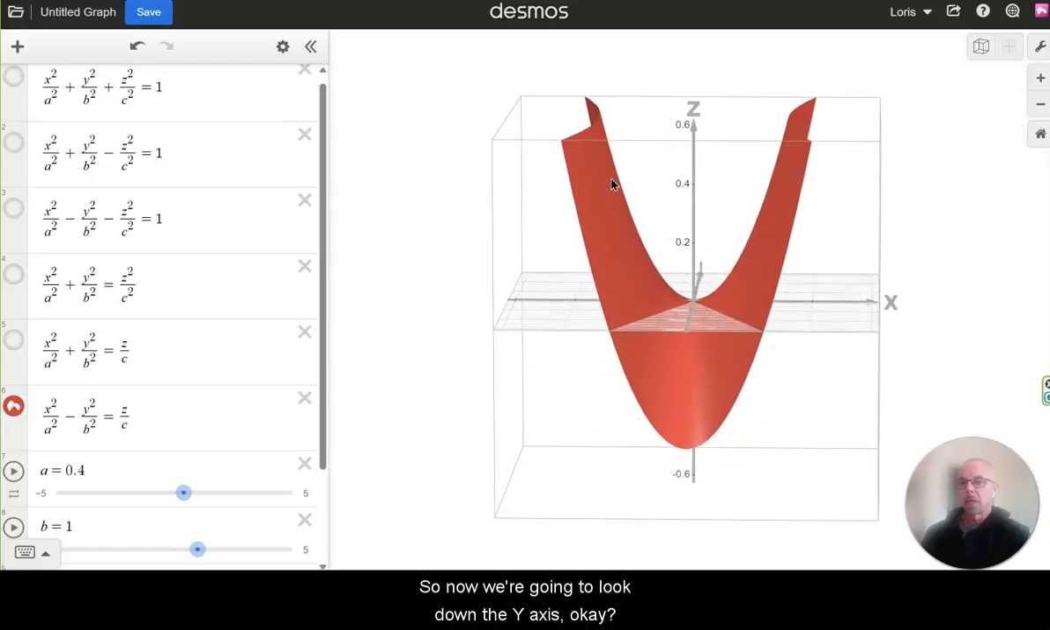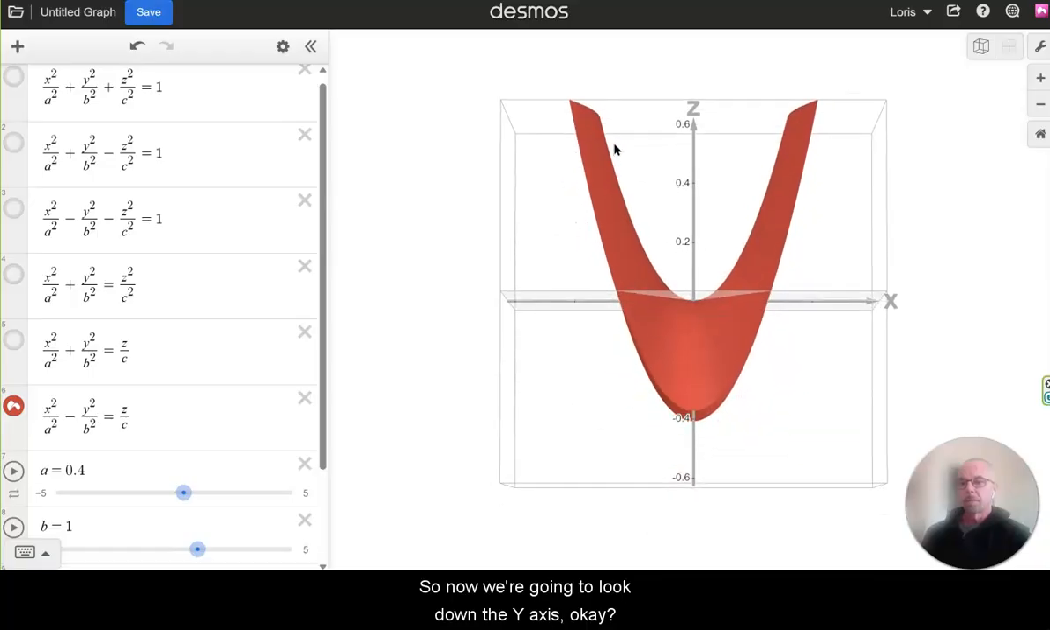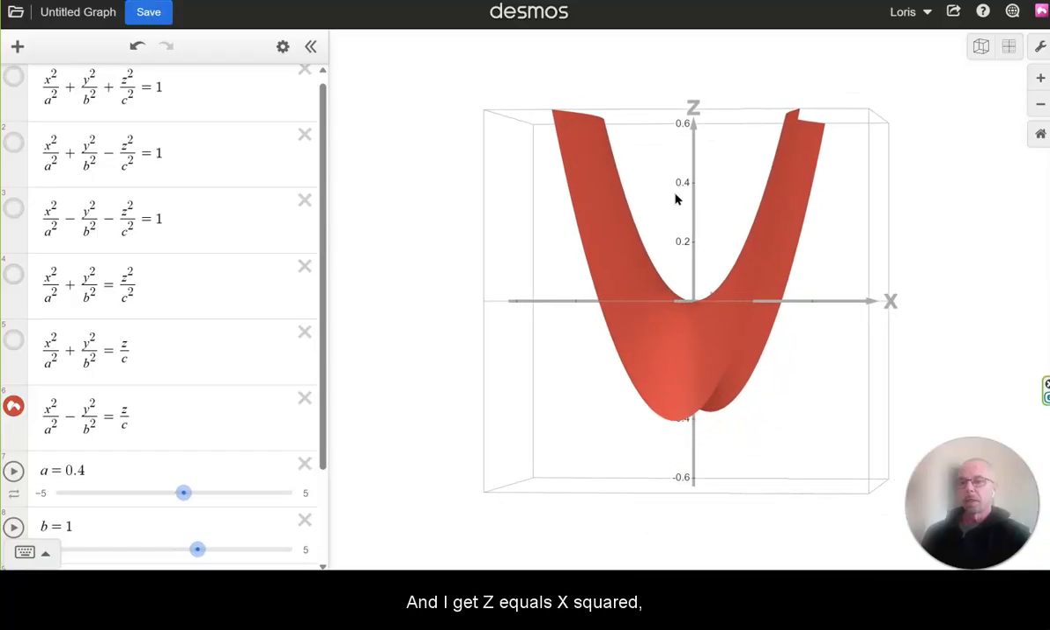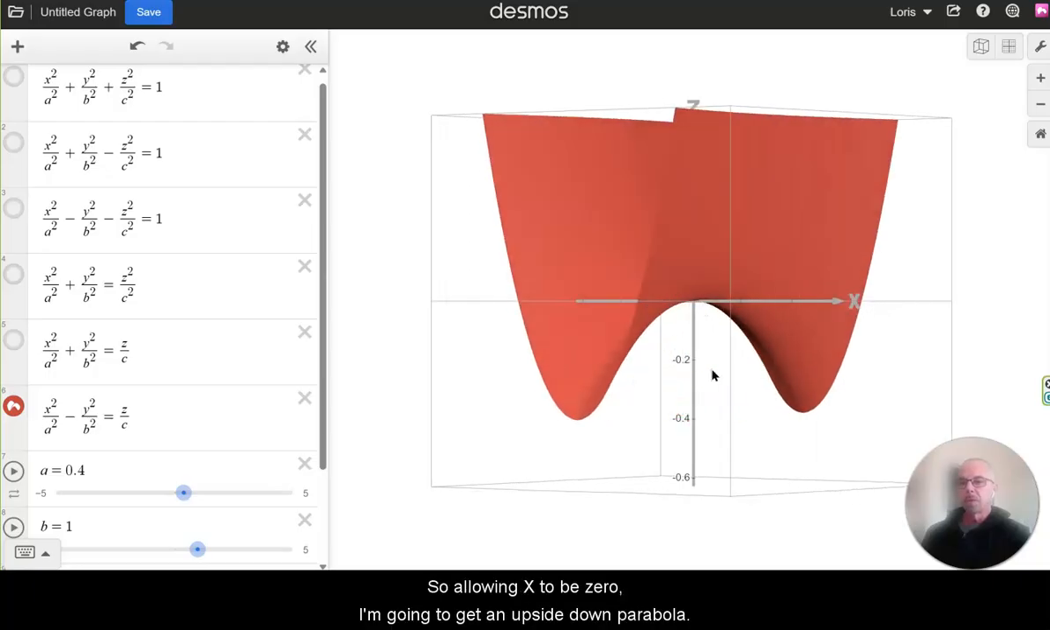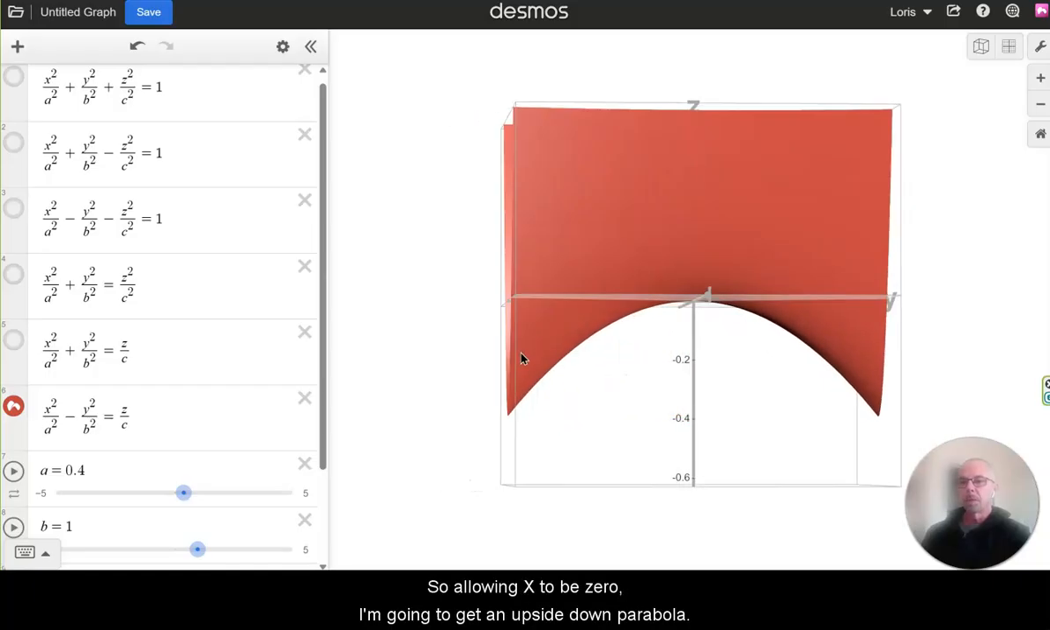So now we're going to look down the y-axis. Okay, and I get z equals x squared, which is this parabola shape. Now, if I let x be 0, I'm going to get z equals some version of negative y squared. So allowing x to be 0, I'm going to get an upside down parabola.